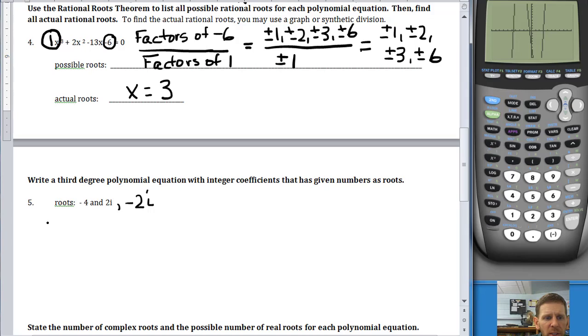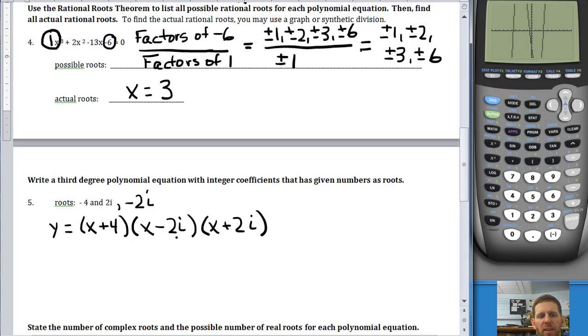So when you write your equation out, you can put y equals. We're going to write x plus 4 in parentheses if negative 4 is a root. If 2i is a root, we're going to write x minus 2i. And if negative 2i is a root, we're going to write x plus 2i. We're going to need to multiply this together. The easiest way to do this is to multiply these imaginary factors together first, which we'll do by using our FOIL procedure we've used in the past.